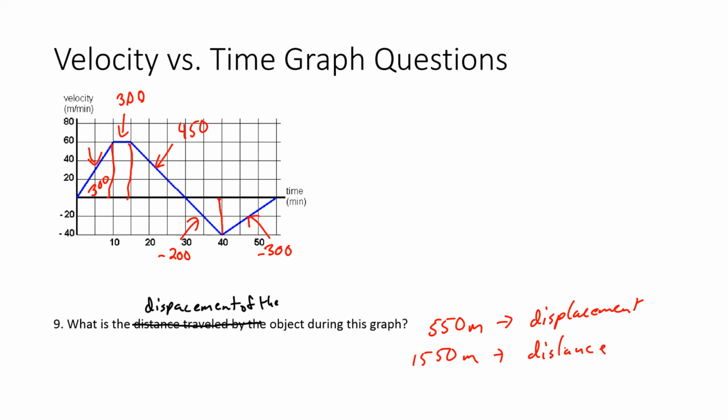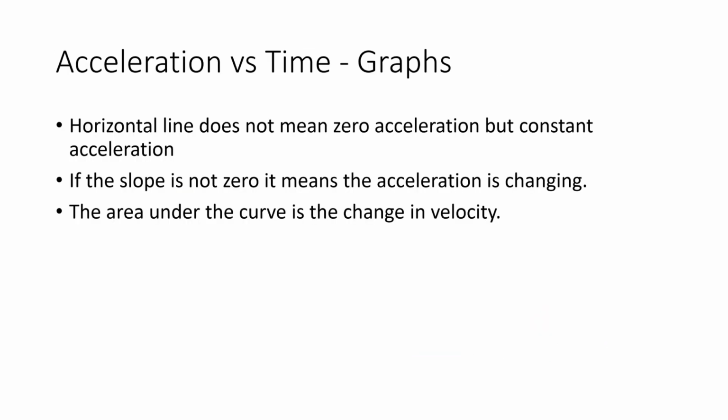Right. Acceleration versus time graphs, we won't spend quite as much time on this, but a horizontal line on an acceleration versus time graph does not mean zero acceleration unless it's at the 0 point. It just means constant acceleration. If the slope is not 0, that means the acceleration is changing. And the slope of a changing acceleration is called jerk. That is the term in physics for changing acceleration. It's like the acceleration of acceleration. We don't need to know that, it's just kind of interesting.